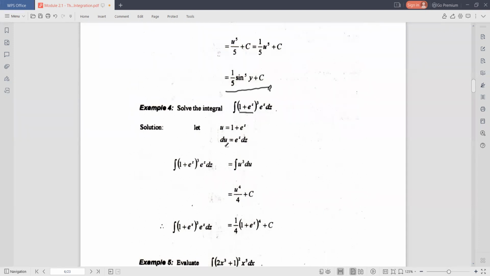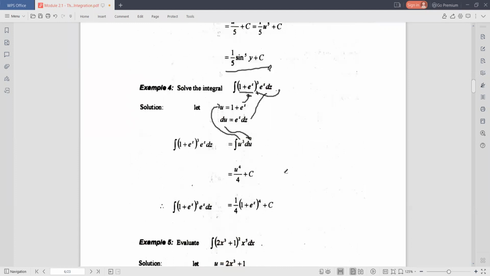So your du comes from here, from the problem. The same with your u, it also comes from here. So it becomes u cubed du.